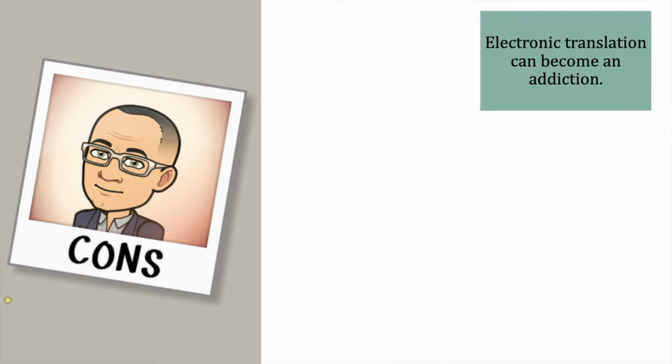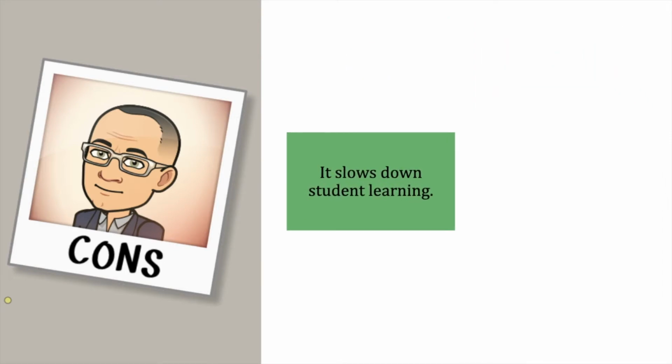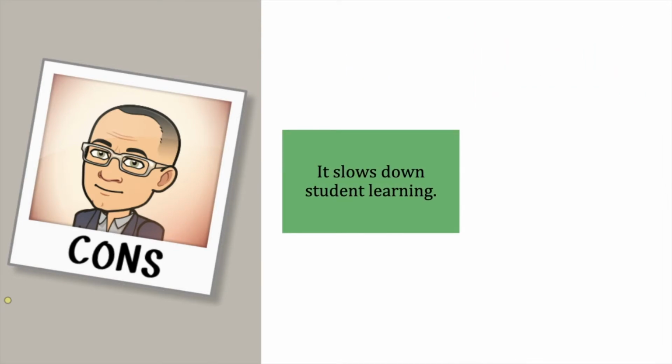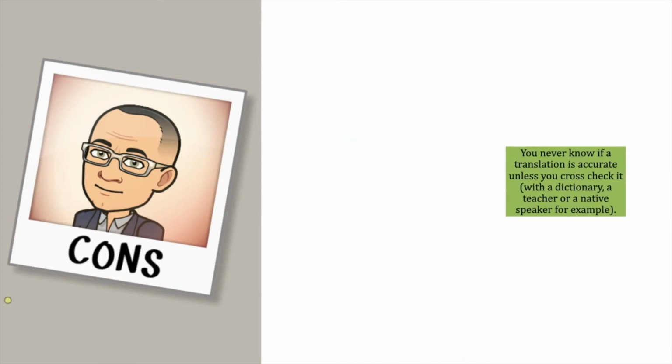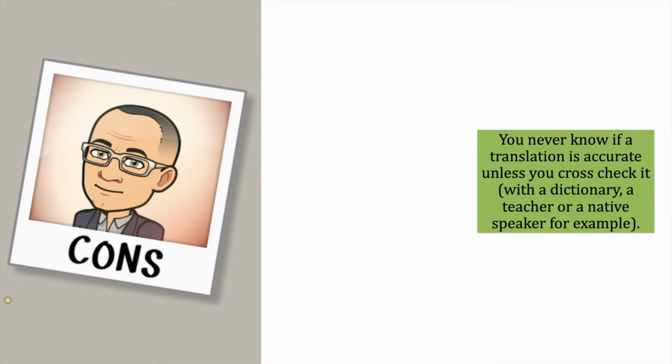Number 3, and that is also linked to the previous 2, is the fact that online translators slow down student learning. Because they are not learning, they are not making progress. Number 4, when you use online translators, you really never know if a translation is accurate unless you cross-check it, using a dictionary or a teacher or a native speaker. So this is a pitfall of online translation.